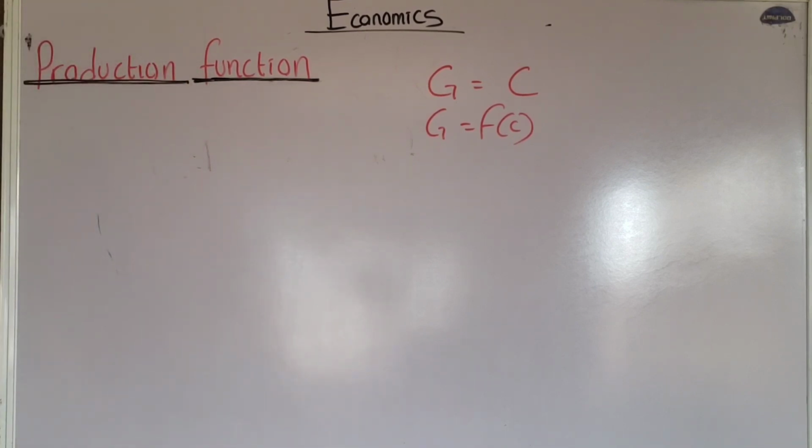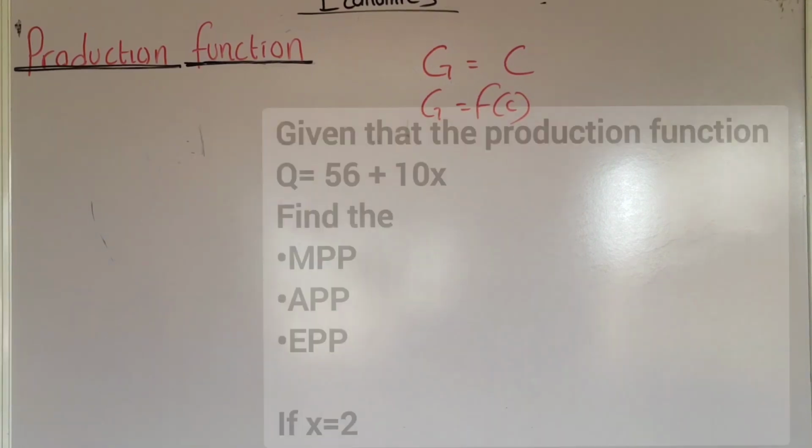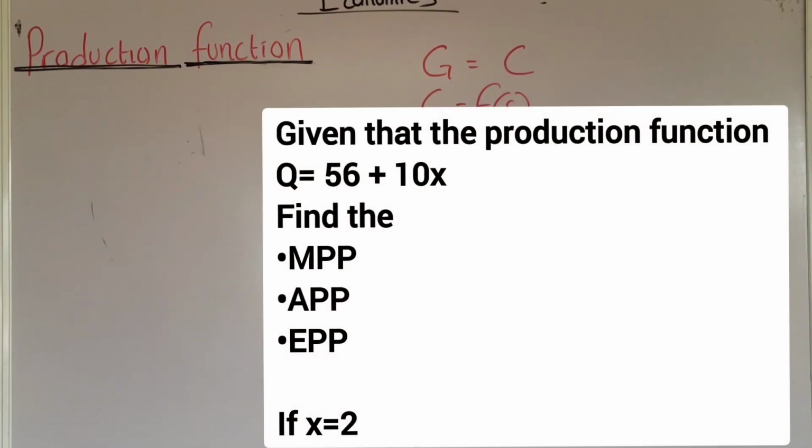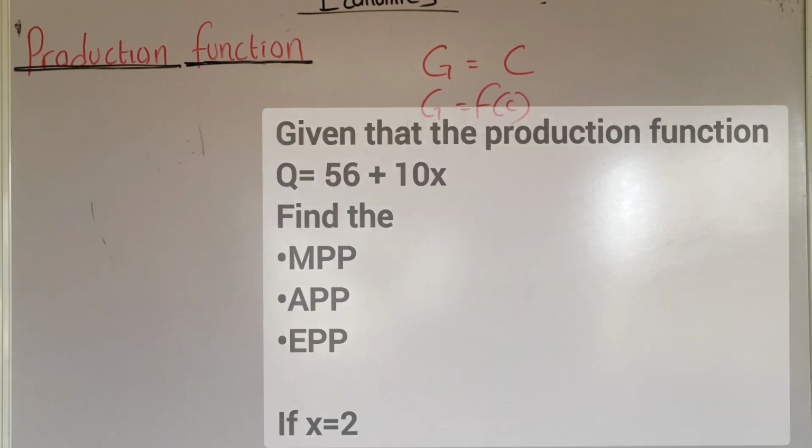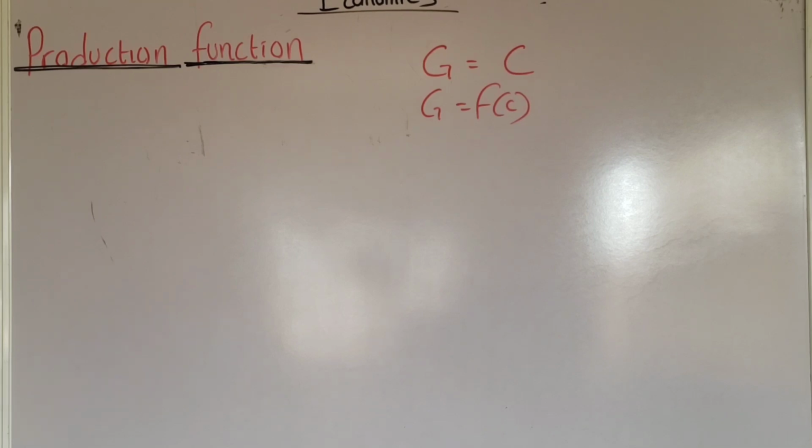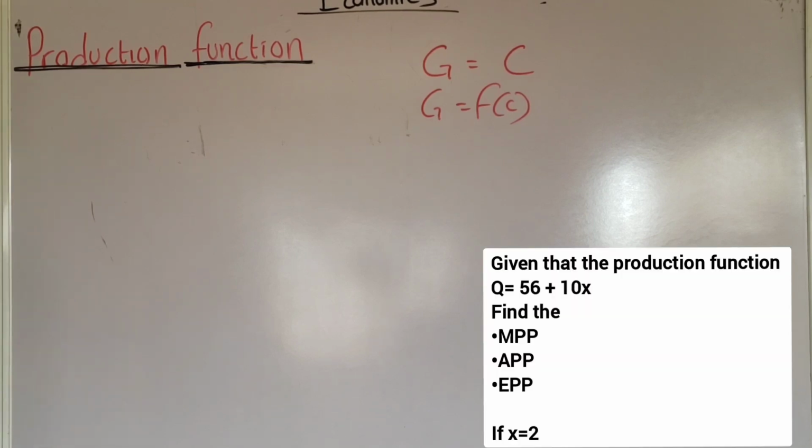Now let's look at the first worked example. Given the production function Q equals 56 plus 10x, we are asked to find the MPP, the APP, and the EPP if x is equal to 2. To solve this question, MPP means marginal physical product, APP means average physical product, and EPP means elasticity of physical product. The elasticity is what we call the EPP. Now, please kindly pay attention.